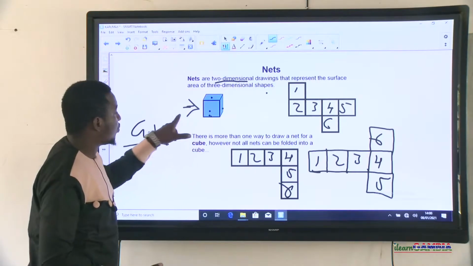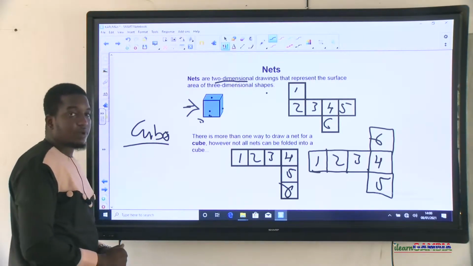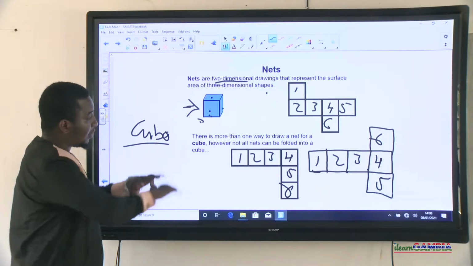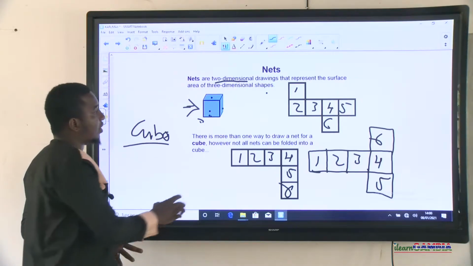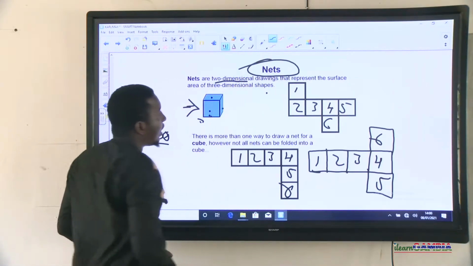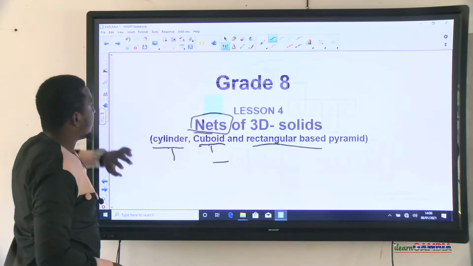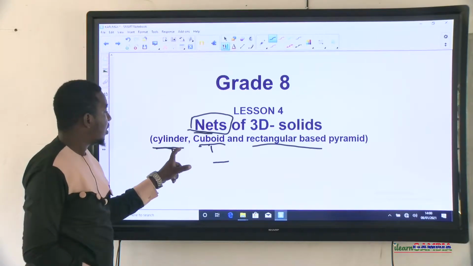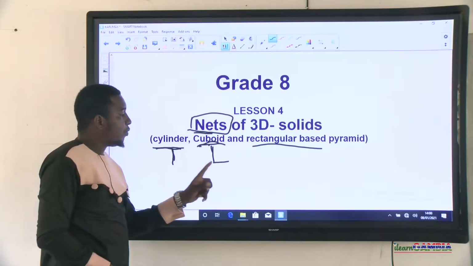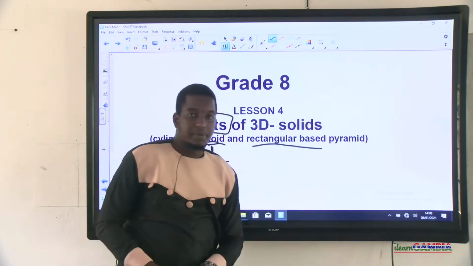Although we are not supposed to discuss cubes, I will leave that for another lesson. But just to give you a brief description of what we refer to as the nets of solids. Remember, our topic of discussion today is going to be centered on cylinders, cuboids, and rectangular based pyramids.